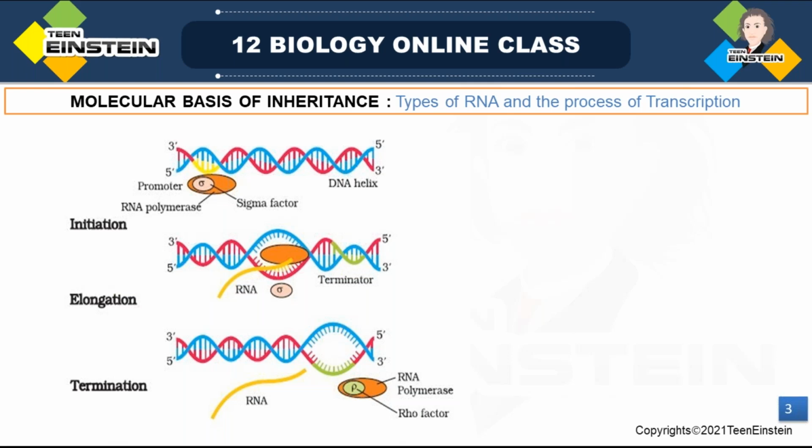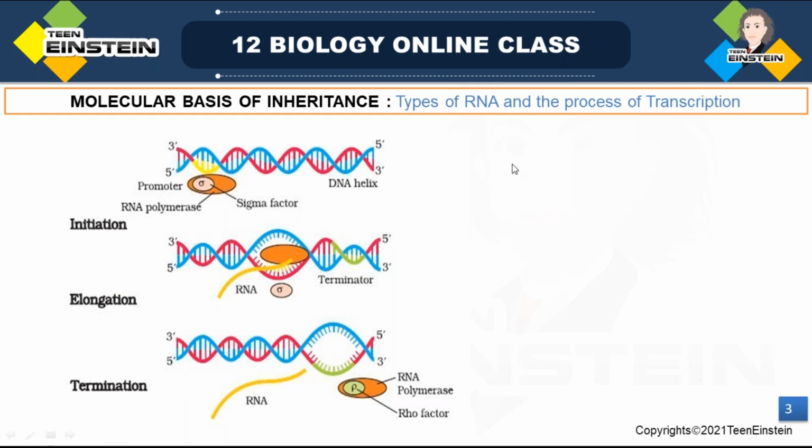Okay, the sigma and Rho factor become functionless during elongation. Here, sigma factor or rho factor, both won't work. During which step? During elongation, both don't have any role. They are functionless in the elongation process.